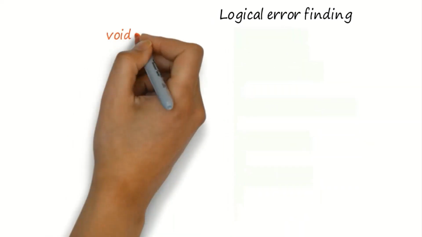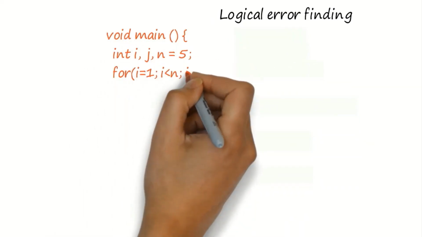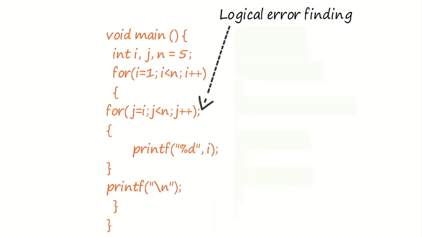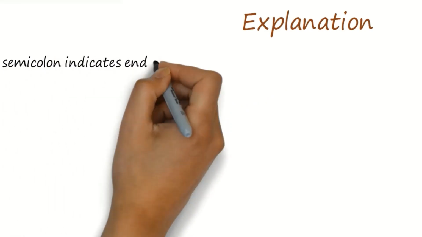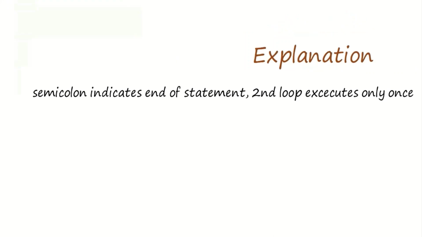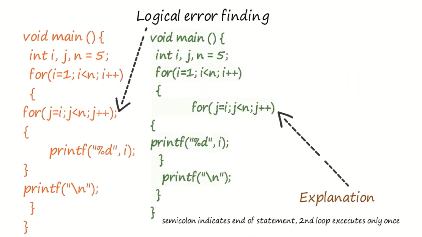You would be asked to find logical error of a code again as a part of Automata Fix section. Here is the code. For loop that ends with a semicolon, it means that there is no body of the loop. Here, semicolon indicates end of the statement and the second for loop executes only once. Removing semicolon after for loop will solve the logical error problem of this code.